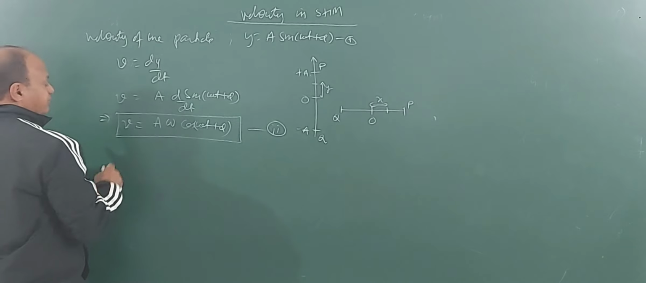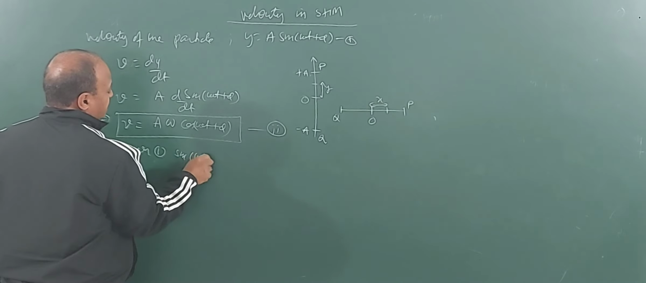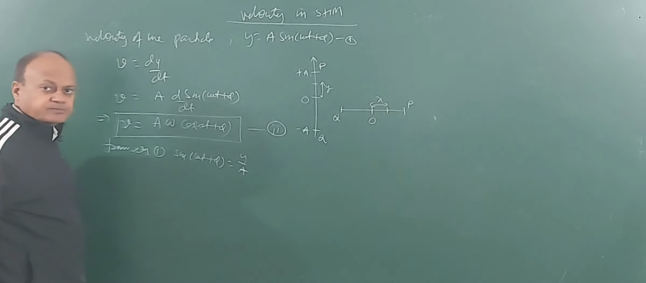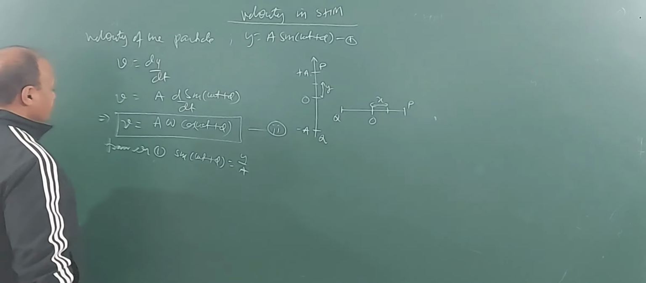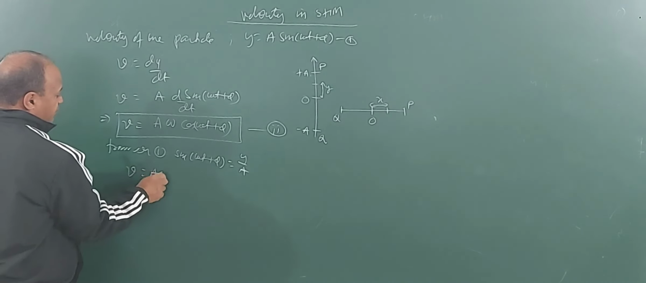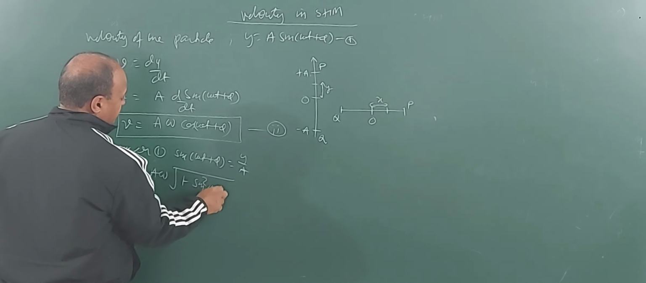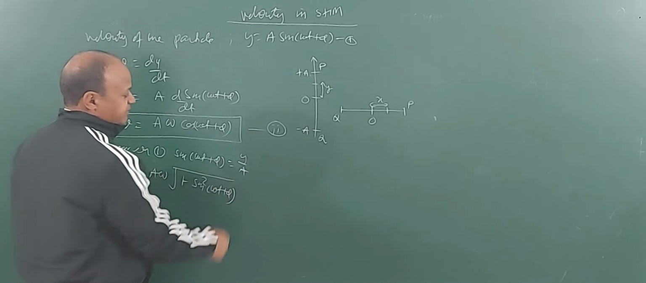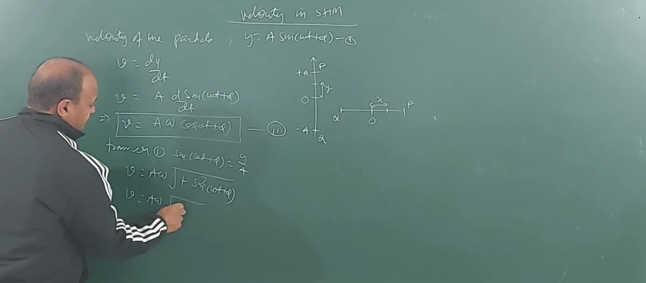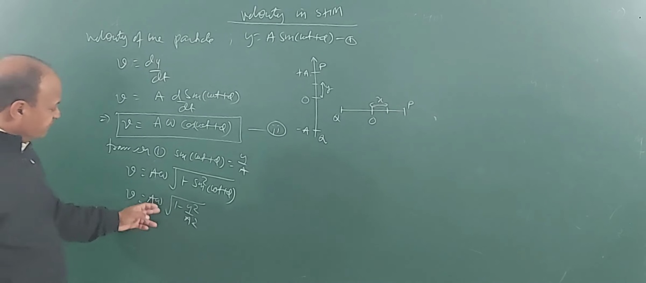So from equation 1, sin(omega t plus phi) is equal to how much here? y by A. Clear? So if I use this value, then v will be A omega root over, cos theta is what? 1 minus sin square theta, sin square (omega t plus phi), and sin(omega t plus phi) is y by A. So v becomes A omega root over 1 minus y square by A square. Clear?